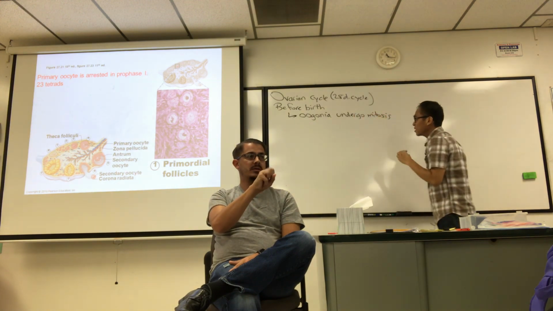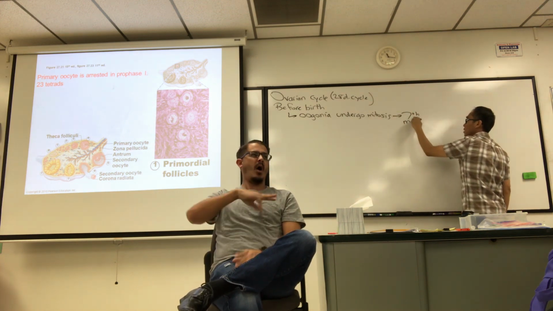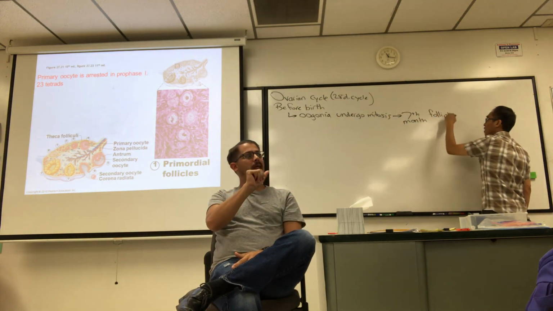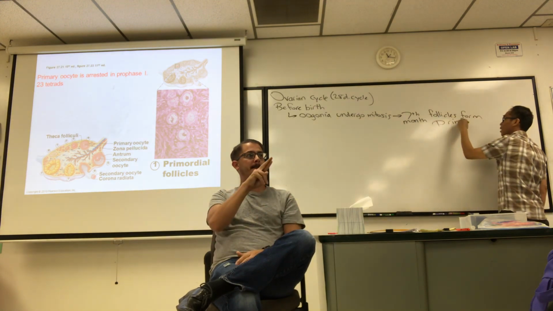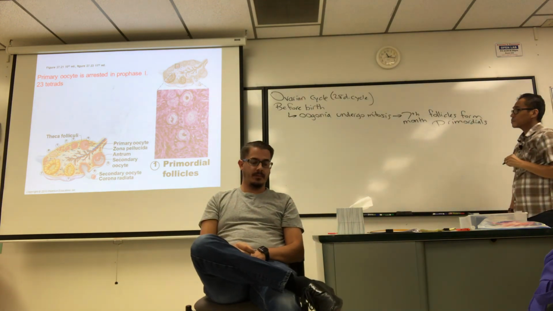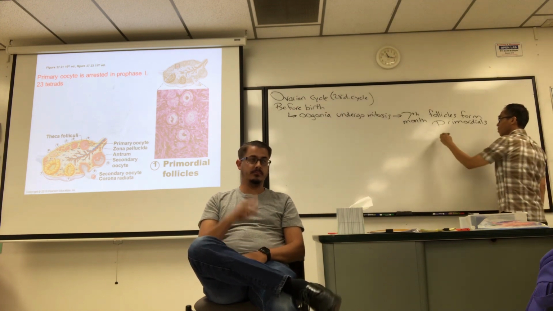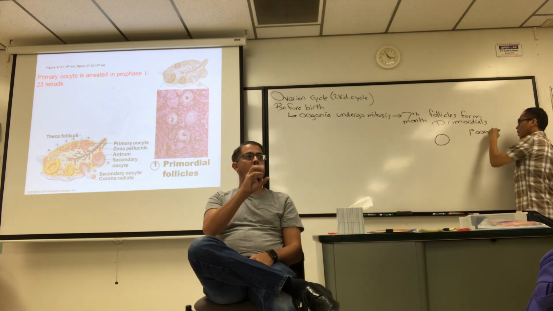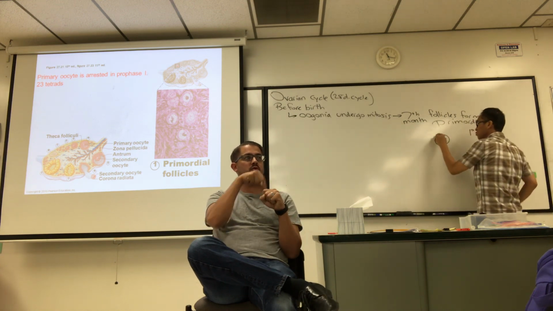And what I had said was that when you get to about the 7th month of pregnancy, you get follicular development. The follicles form. You're going to get primordials. And you can see them there. It's an oocyte. We call it a primary oocyte. And it's surrounded by a layer of squamous cells, which I'll draw in red.